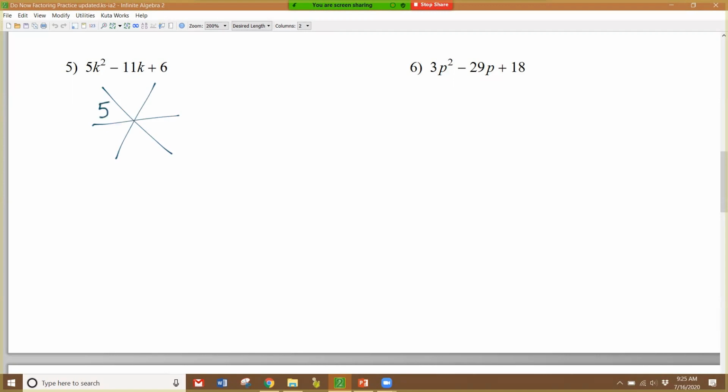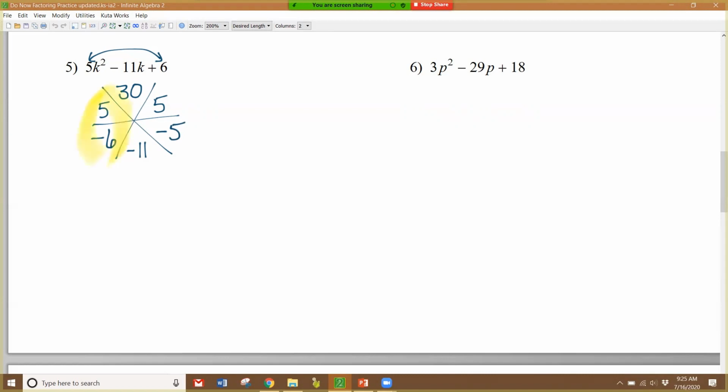A is 5, so I'm putting 5 and 5. B goes in the bottom, so negative 11 in the bottom. And be careful, the top middle, I have to multiply the first and the last numbers together. A times C, so 5 times 6 is 30. So now I'm looking for two numbers that multiply to give me positive 30, but add to give me negative 11. You got it. So negative 5 and negative 6.